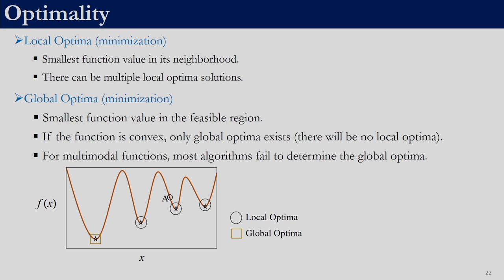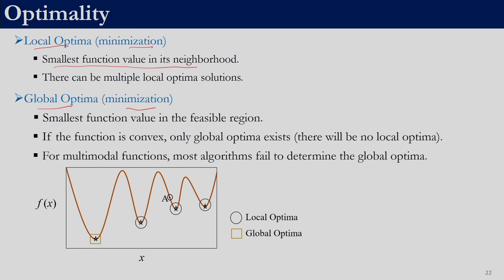So optimal solutions can be said to be either local or global, right? What we are discussing here is with respect to a minimization problem, but the same thing can be extended to a maximization problem. Local optima means the smallest function value in its neighborhood, right? For example, if we take this point, in its neighborhood it has the least value. Same thing for this point. So all those four points are local optima, right?